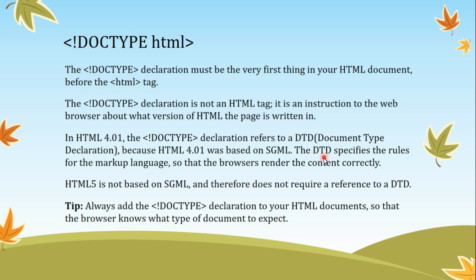This DTD specifies the rule for how this markup language should arrange the text or content in your web page, and the web page does so accordingly. Now to make the web page understand to use the DTD, this doctype HTML is used in HTML 4.0.1, whereas HTML5 is not based on SGML, therefore we do not require the reference of DTD over here.